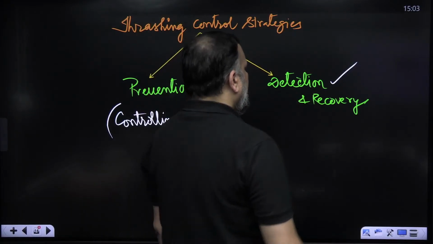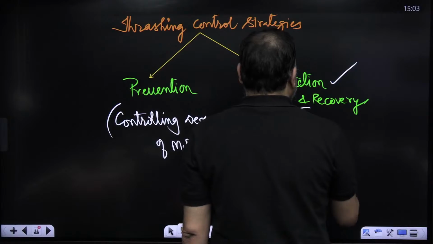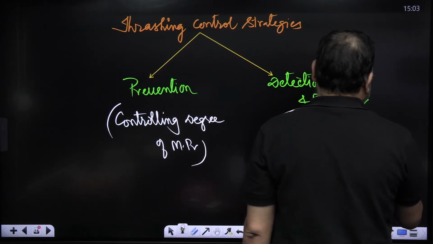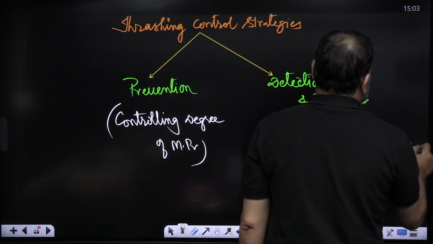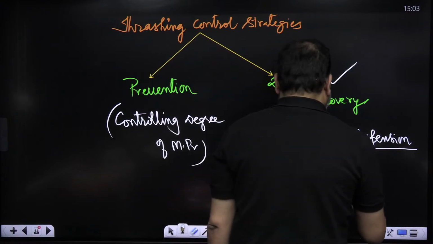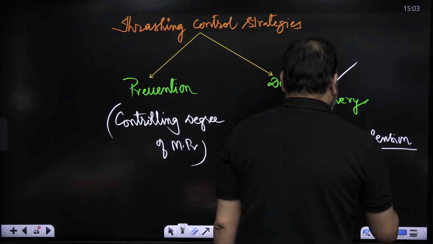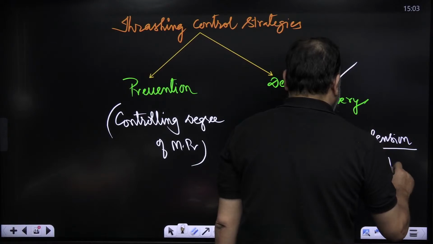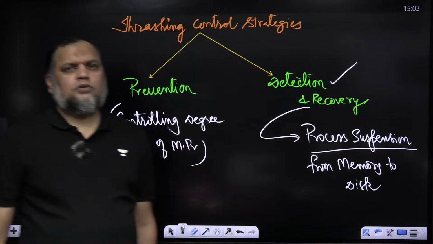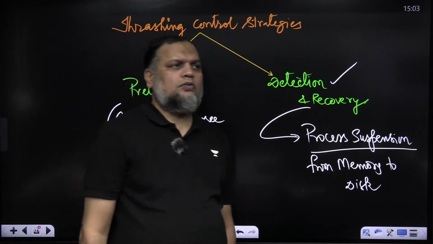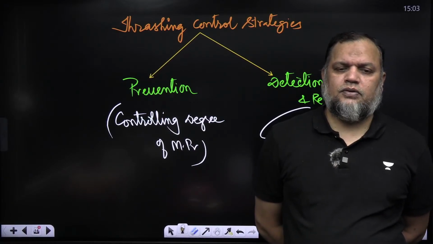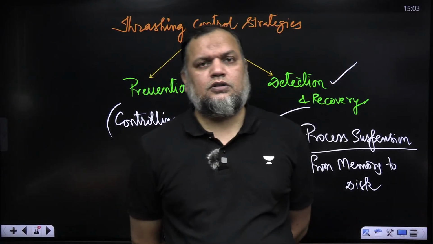Then what do we do? Recover. How is recovery done? The only way you can recover the system is by applying process suspension. Suspend some of the partially completed processes from memory to disk. Process suspension from memory to disk. So this is the essential approach of thrashing control. So this is the mechanism and the method for controlling thrashing.